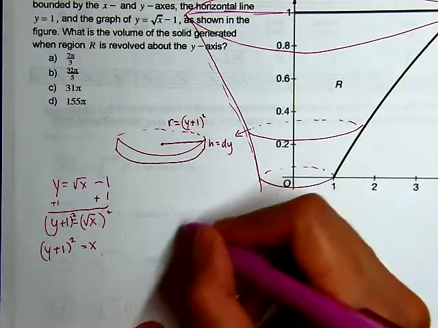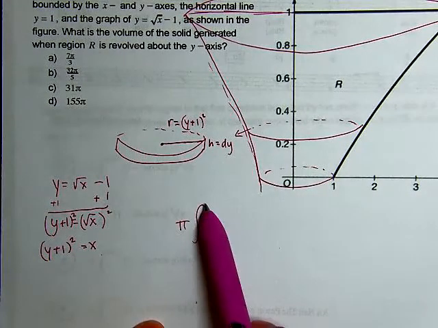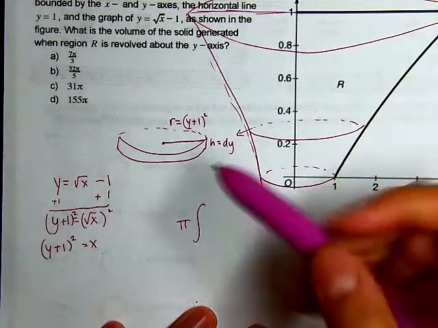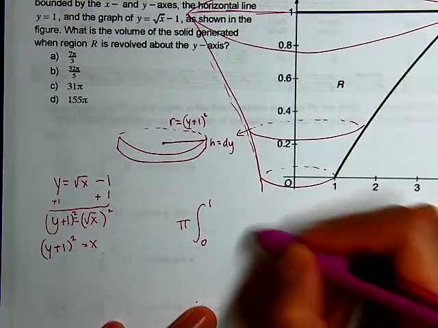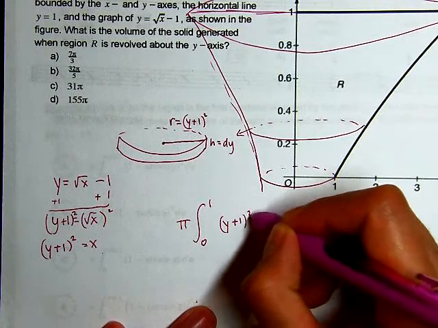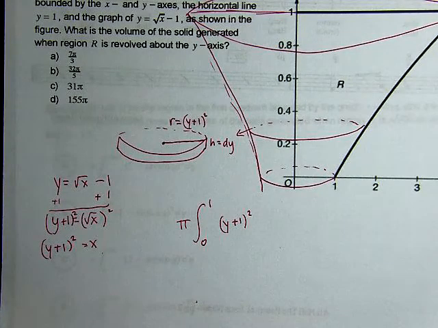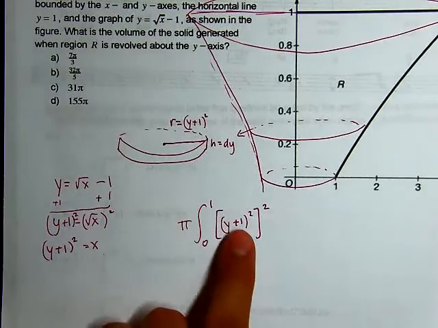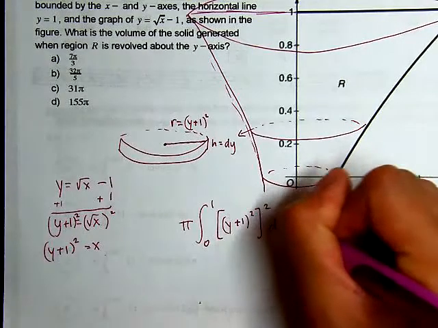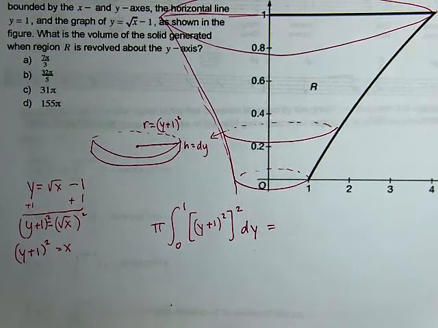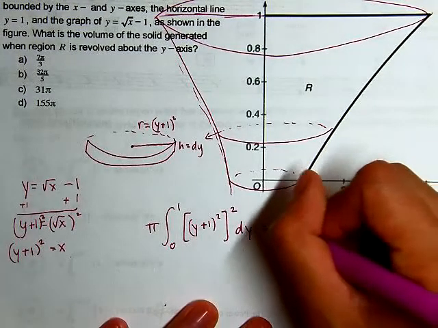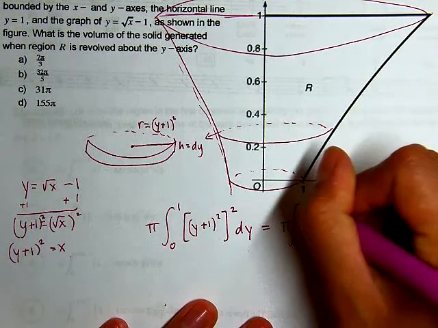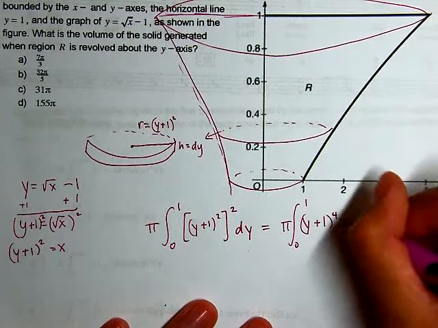And we're going to use the same formula. Again, be careful on your boundaries. This should be the boundaries on the y-axis, so it's going up from 0 to 1. My radius is y plus 1 squared. And remember that the radius needs to be squared, so square your radius. And my thickness of my slice is dy. Y plus 1 squared is y plus 1 to the 4th.